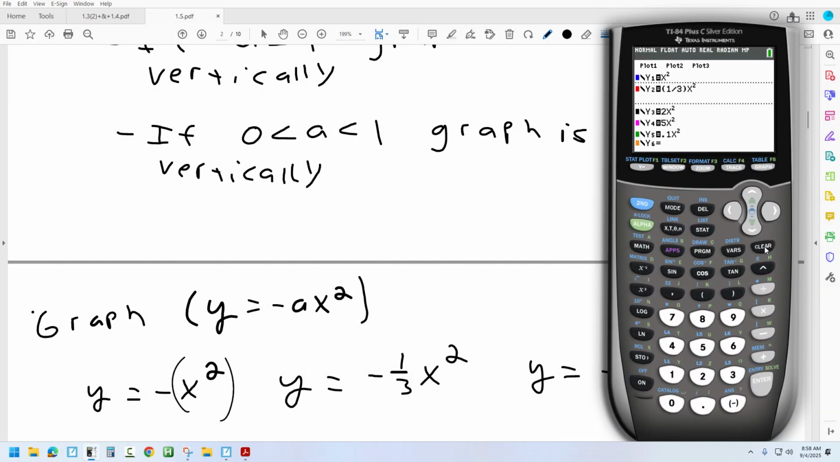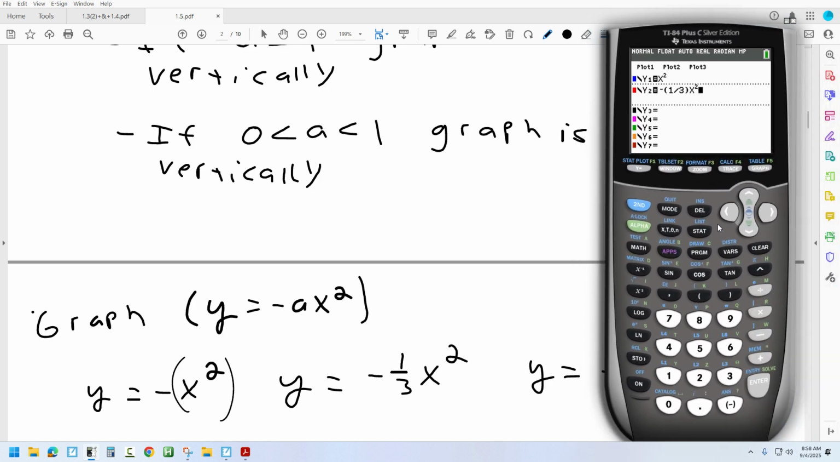All right, so we got x squared. I'm just going to clear out some of these other ones. Let's do -1/3 x squared and -2x squared. I'll do -x squared as well. The first one you're going to see is the parent function, and then all the other ones are going to have some kind of reflection.